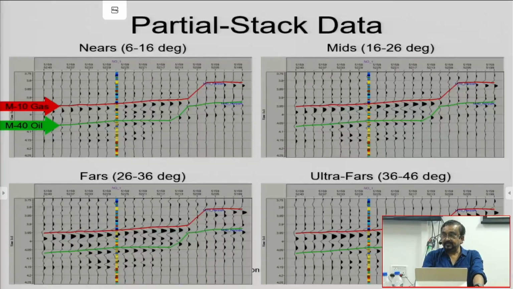So here is what the data looks like. This is a field data set. Here you have the partial stack 6 to 16 degrees. So essentially you can take the average of these, maybe 10 degrees. This is a 10 degree trace, this is a 20 degree trace, this is probably a 30 degree trace, and this is a 40 degree trace. Okay? And these are the horizons.